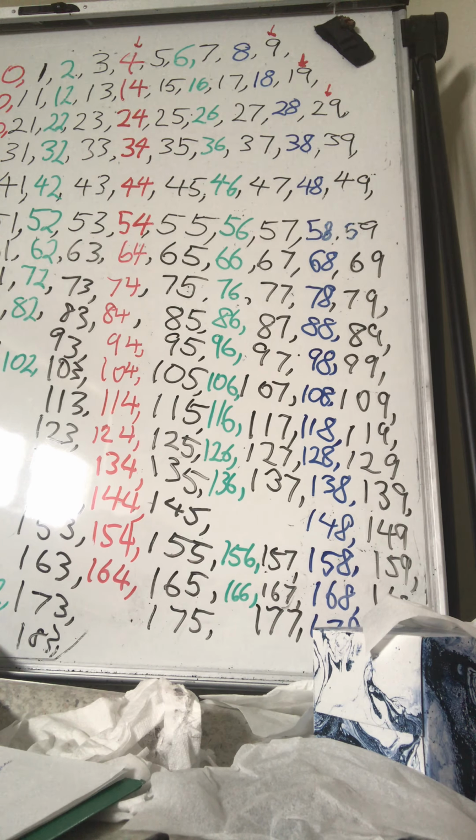Okay, so 25. Let's see, 25. Is 25 a multiple of 3? Yeah, this was 3, and then 3 times 5 is 25. Wait, what? Really? No, it's not. Oh yeah, it's 15.